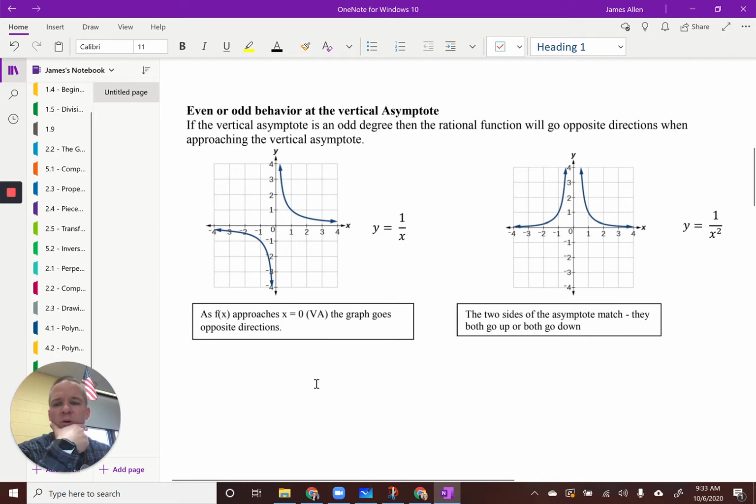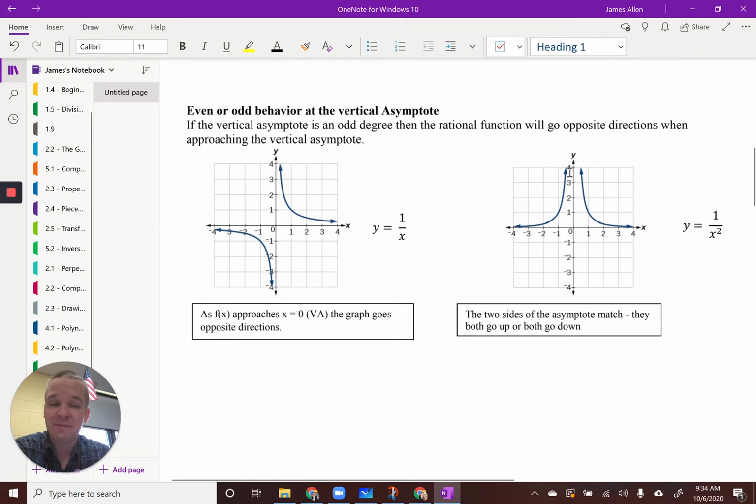So when we're looking at our vertical asymptotes, as we talked about, depending on the multiplicity, right? If we're looking at our vertical asymptote, here it has a degree of 1 or an odd degree. What happens is as x approaches that asymptote, in this case it's x equals 0, it goes in opposite directions. Notice how from the left it's going to negative infinity and from the right it's going to positive infinity. But when the multiplicity is even, for example, in this one it's x squared, it's the degree of 2, they go the same direction.